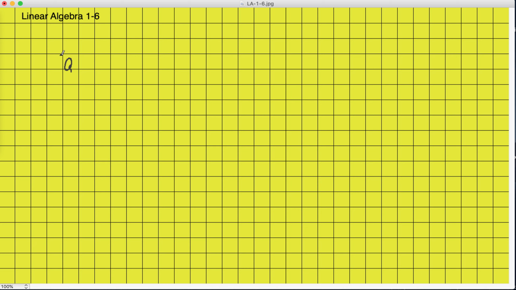Suppose I have a vector A and it's equal to 1, 3. Now, we know that we can look at the magnitude of A, and that's going to equal 1 squared plus 3 squared, and I take the square root of that. And we actually know that that's equal to the square root of 9 plus 1, which is 10.